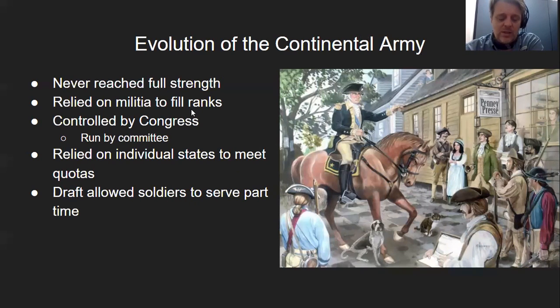Incidentally, that's where we get the rank of private, because a private citizen, the private soldier, would come in and he'd be the lowest ranking. He would be under the regular army.